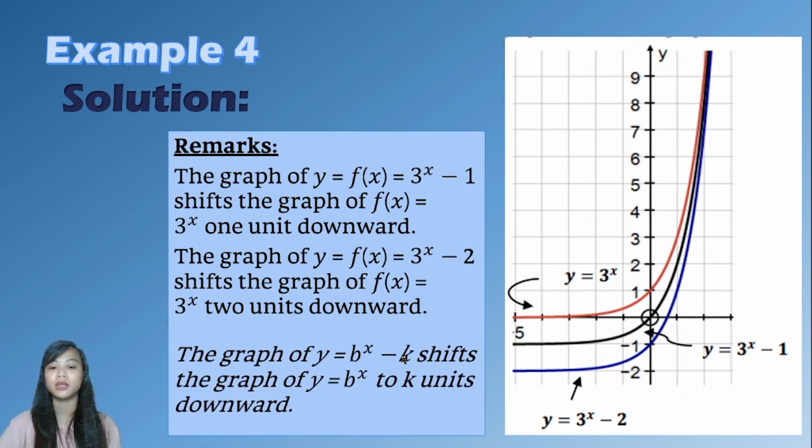So meaning that this minus k shifts the graph k units downward. Since it's negative, it's shifted downward. If the constant here is positive, it will shift the graph upward. So that is the fourth example.